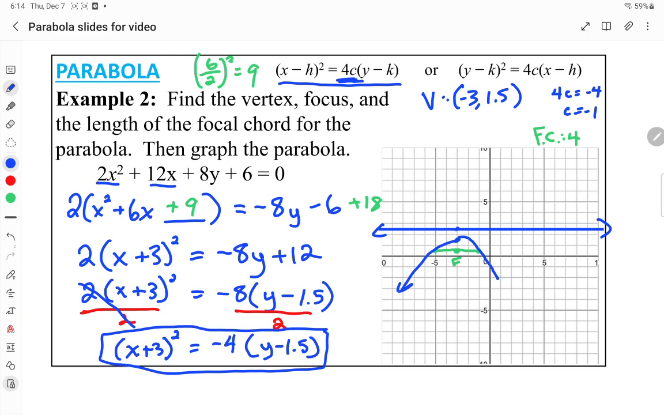Ooh, that was not great. Better. All right, let's see. Have I listed everything? I found the vertex. The focus I will list as (-3, 0.5), or 1/2. And just for good measure, I'll name the directrix. That's going to be at y equals 2.5. There we go. We have our graph. Length of the focal chord, directrix, focus, and vertex.